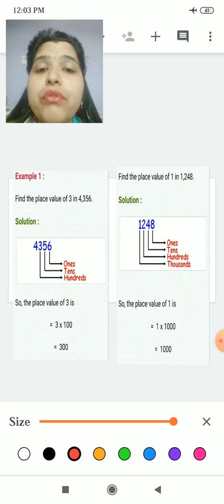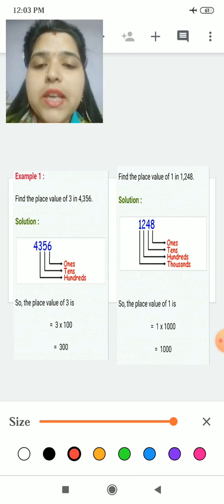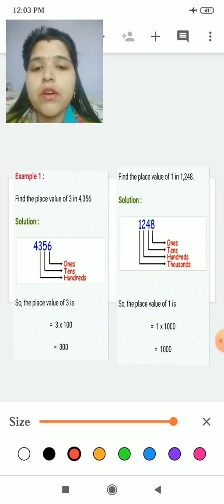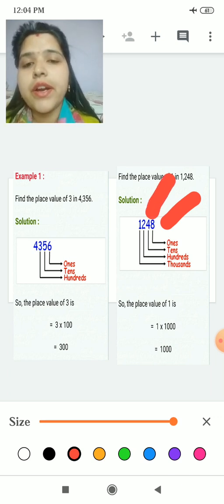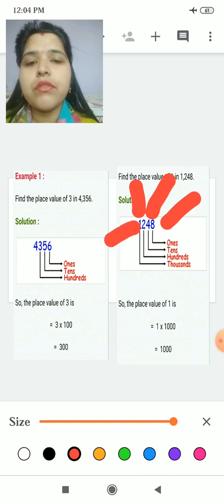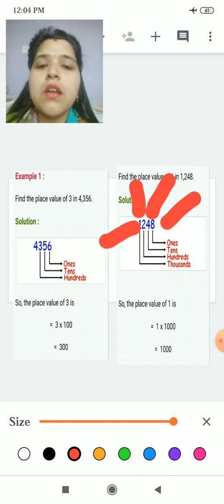So what will these become? You write the number whose place value you have to find, and the digits behind that number. How many digits are here? 1, 2, 3. It has 3 digits, so you write 30. This is the second trick.